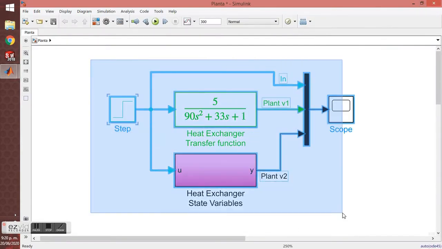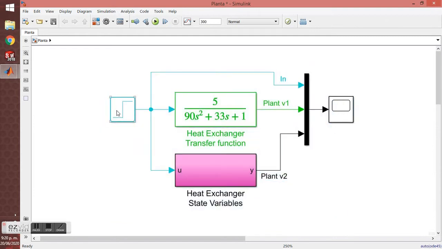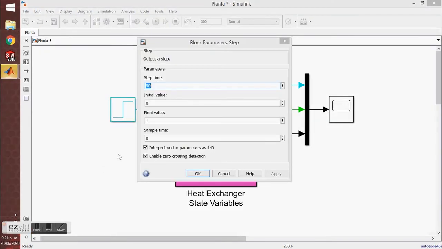How have we configured the step? Very simple. It has a step time of 50, initial value 0, and a final value of 1. That is the step that we are introducing to our system.